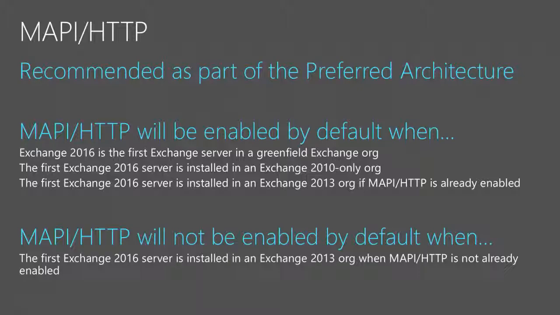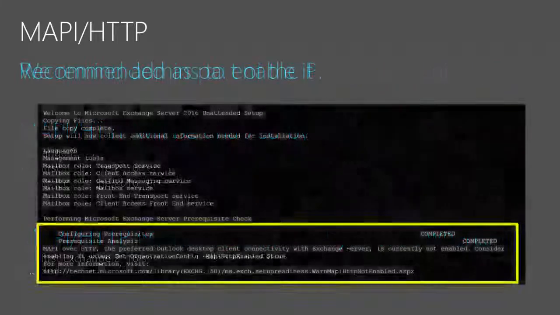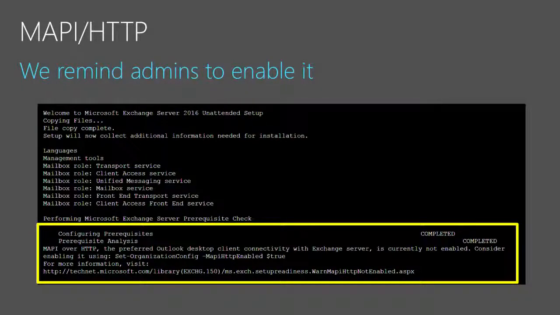If you are deploying 2016 in a 2013 org that does not have it enabled, we won't enable it. But if it does have it enabled, we will enable it for 2016 as well. So the behavior will depend on what it's going into. So we're not just going to surprise you and suddenly turn it on where you might have been in an environment that supported it but had it off, like 2013. But we are reminding admins to enable it.